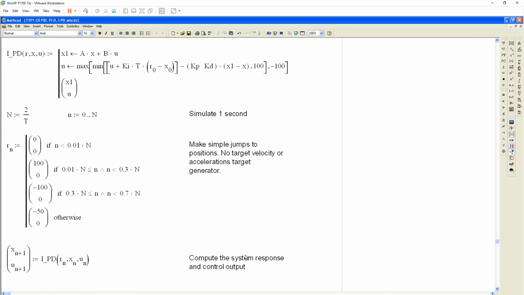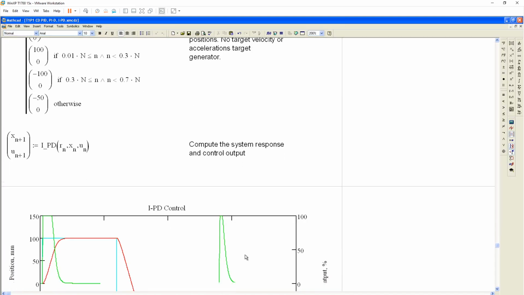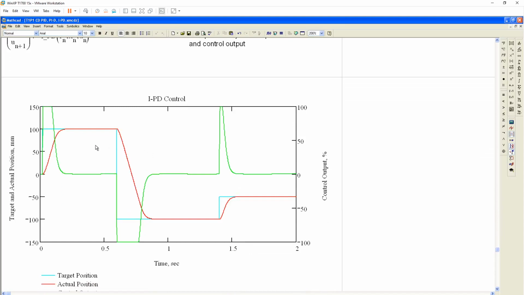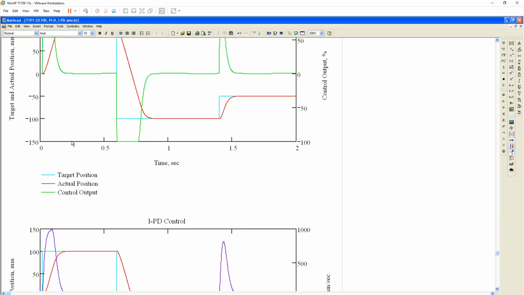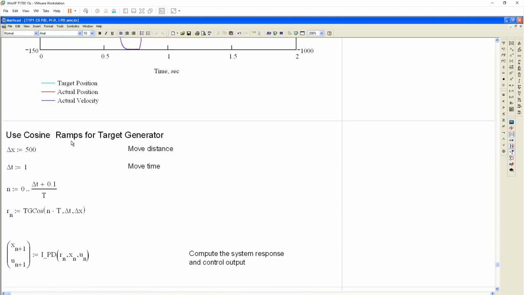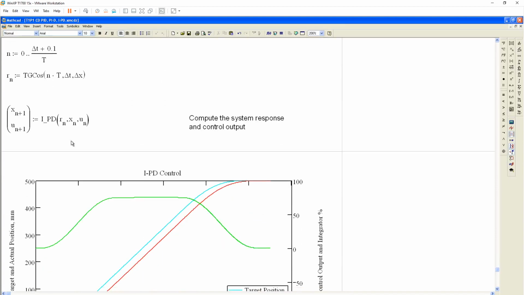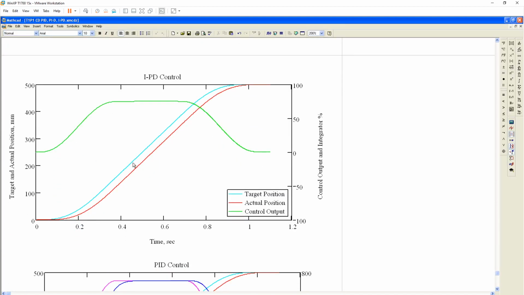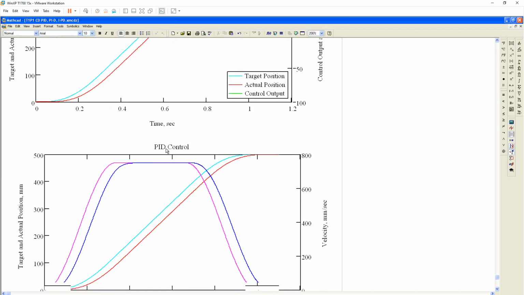So let's just plot these out so you can see what it looks like. If you're just going to do step jumps, again, as seen above, the convergence is going to be about the same unless you add the zeros. And then I showed you the integrator trick. Now, if I use the cosine ramps on the I minus PD, whereas above there was hardly any error between the target and actual position, here you can see there's a significant phase delay between the target and actual position.